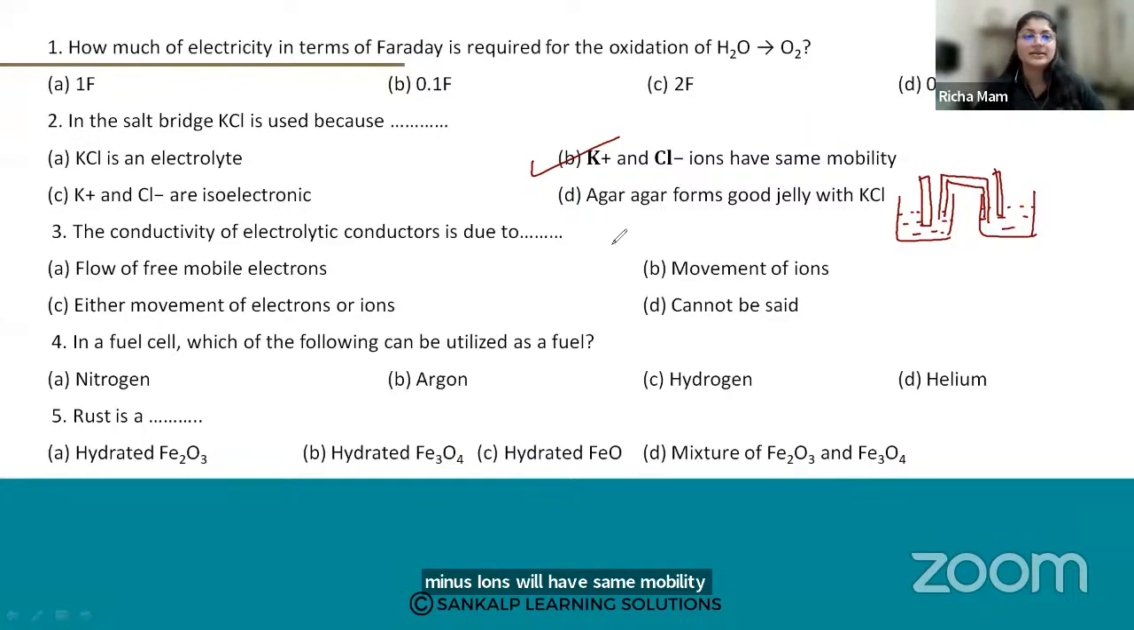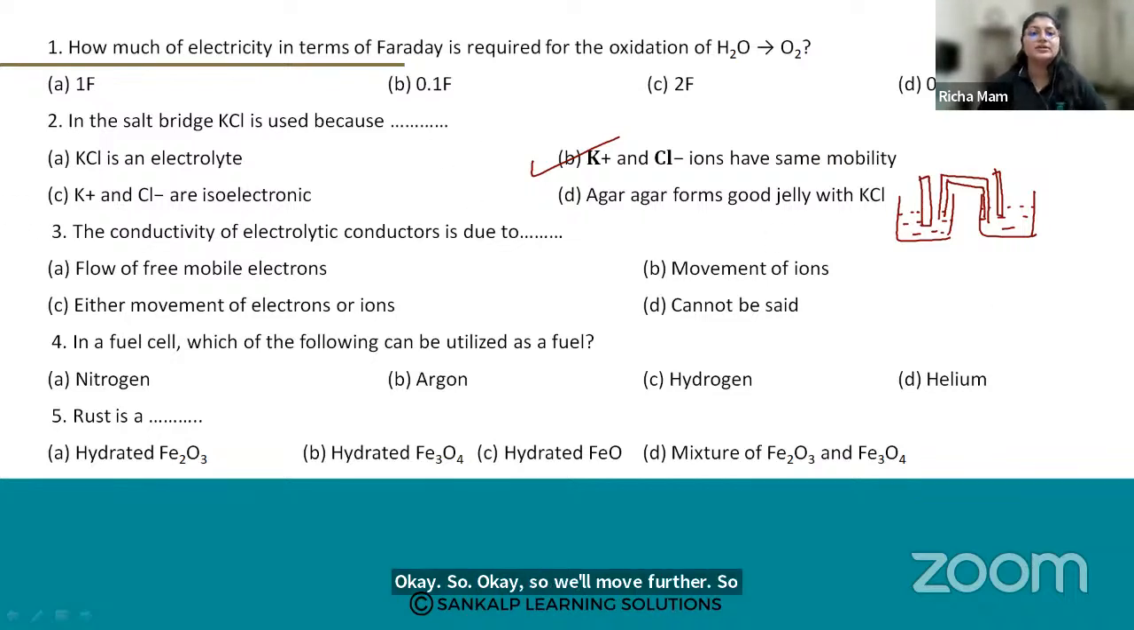Understood? Is it clear? Are you getting me? Please leave a message in the chat box. Is it clear? Shall we move further? Any doubts? Okay, so we'll move further.